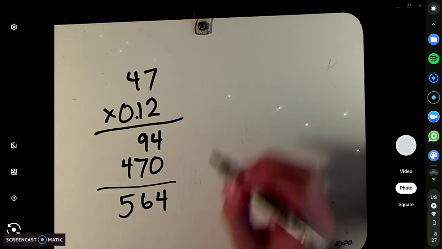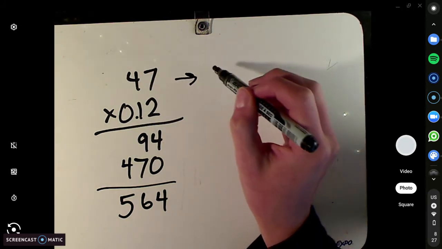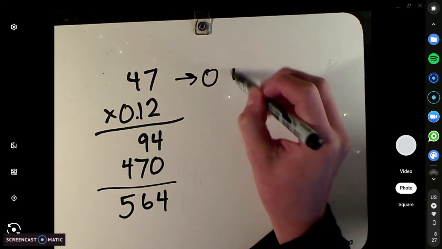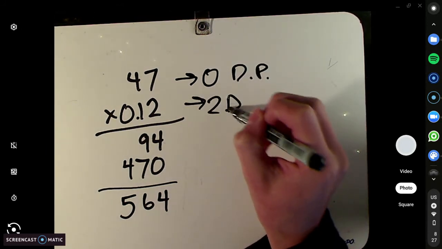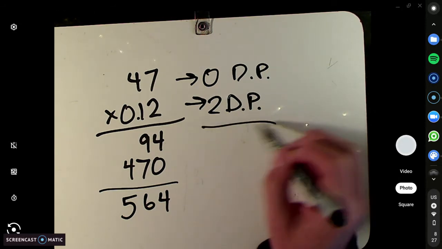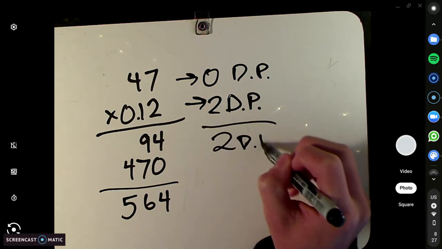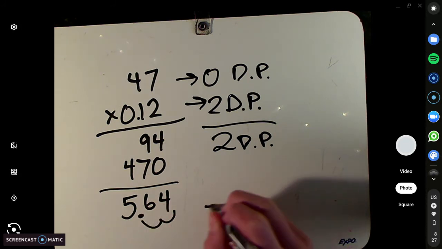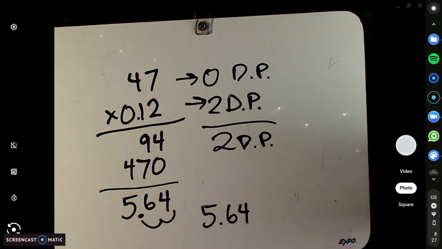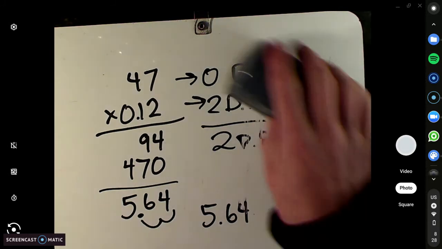Okay, so up here we have 0 decimal places. Great. And here we have 2 decimal places. So 0 plus 2 is 2. So we add 2 decimal places to this final answer, giving us 5.64. Okay, awesome. I hope that is the answer that you got.